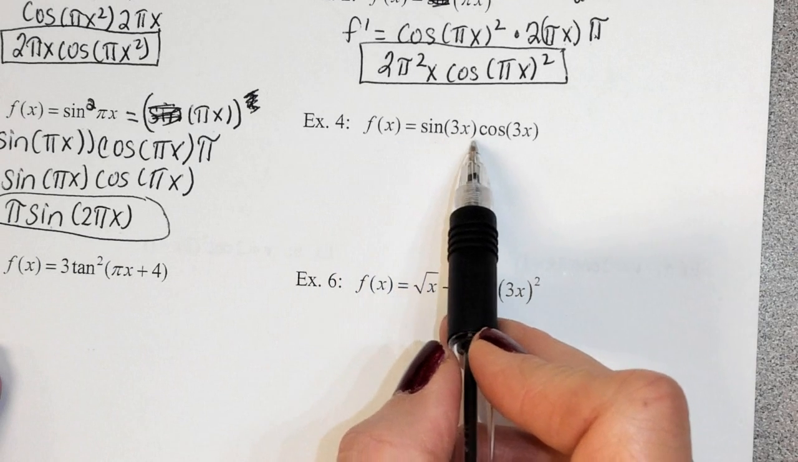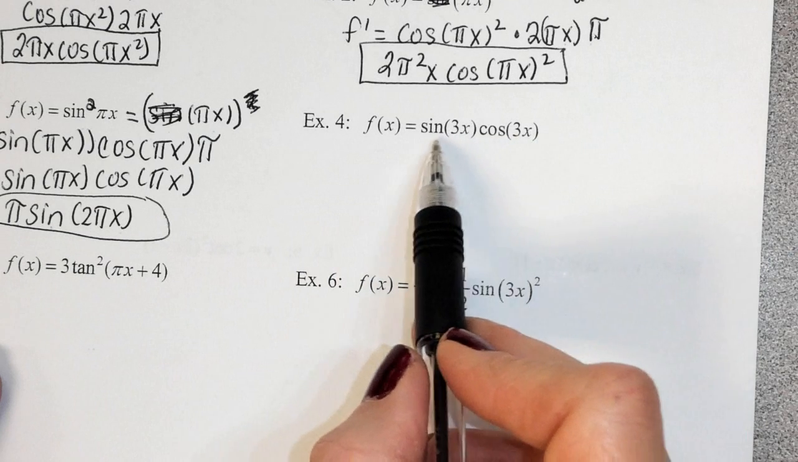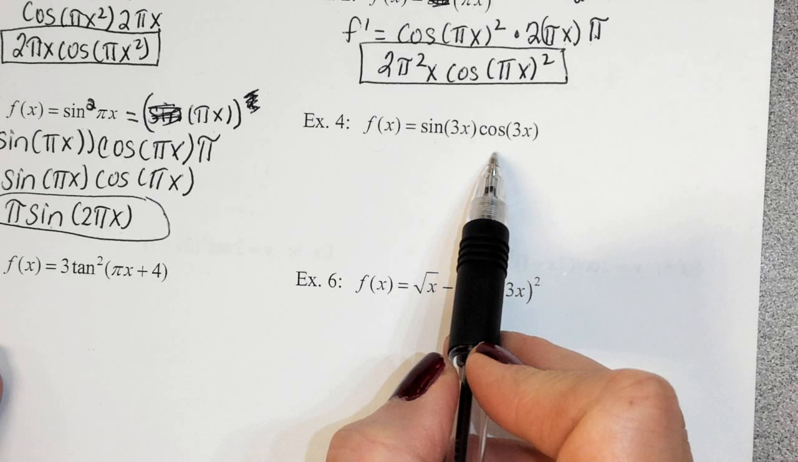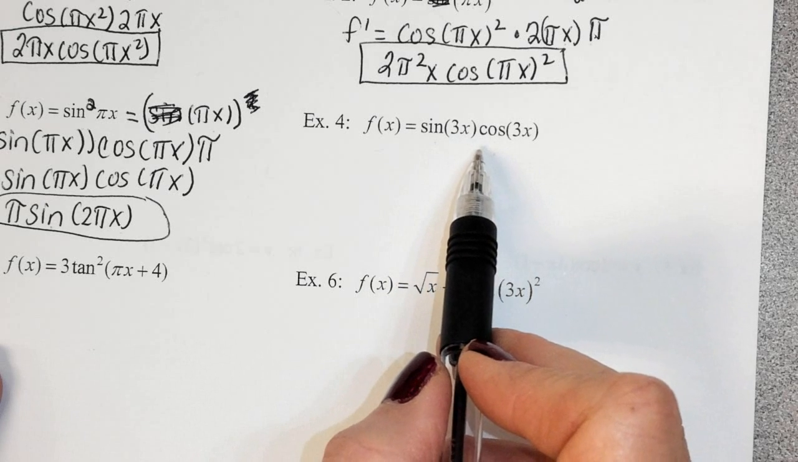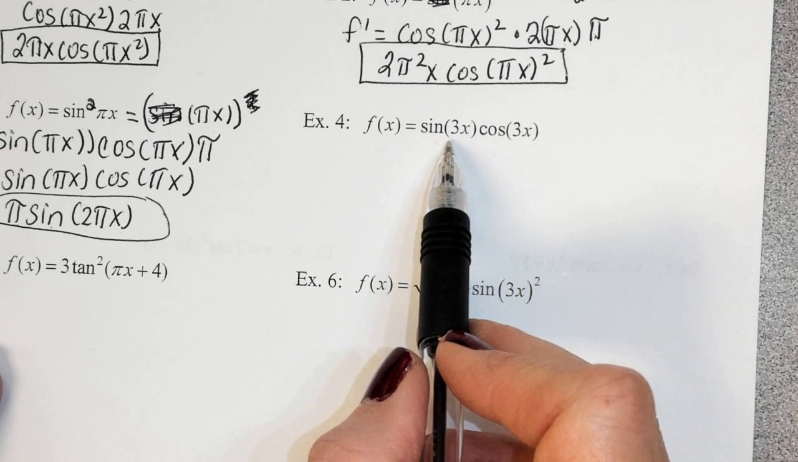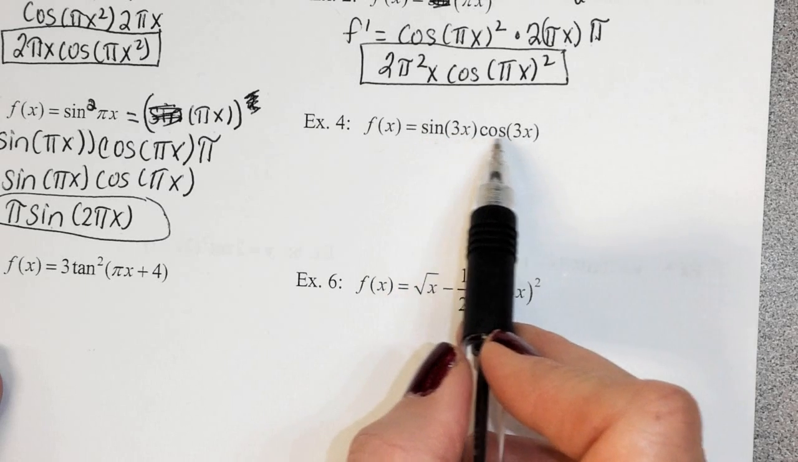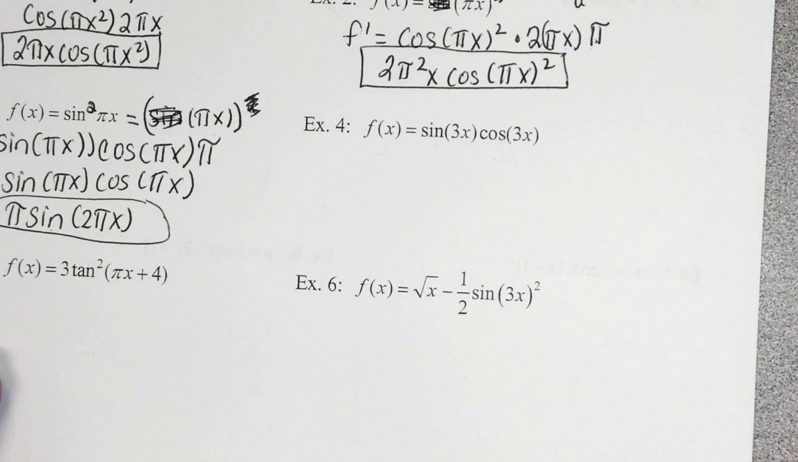So we have sine 3x times cosine 3x. If I start this problem right now, what rule would I have to use? Product rule, wouldn't I? Didn't I say times? I'd have to use the product rule. This gets pretty difficult using the product rule. If I notice, though, at the very beginning, I can avoid using the product rule. Does anybody know how I could avoid using the product rule?